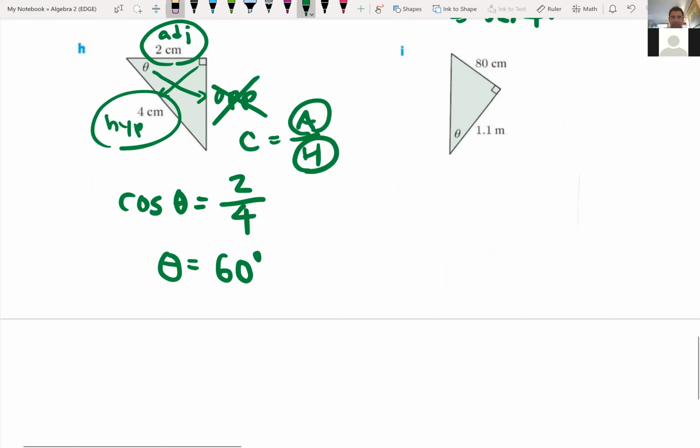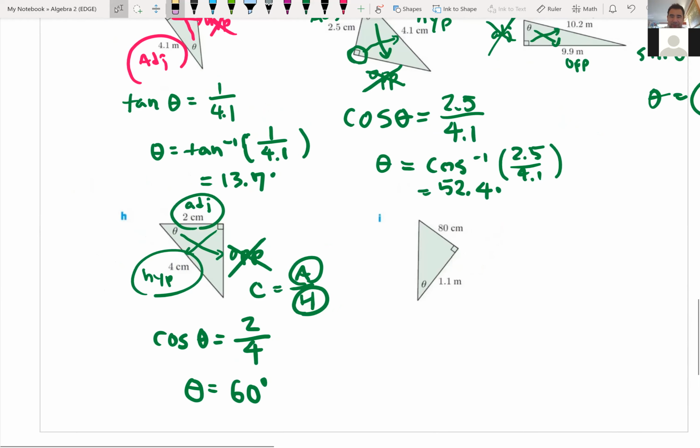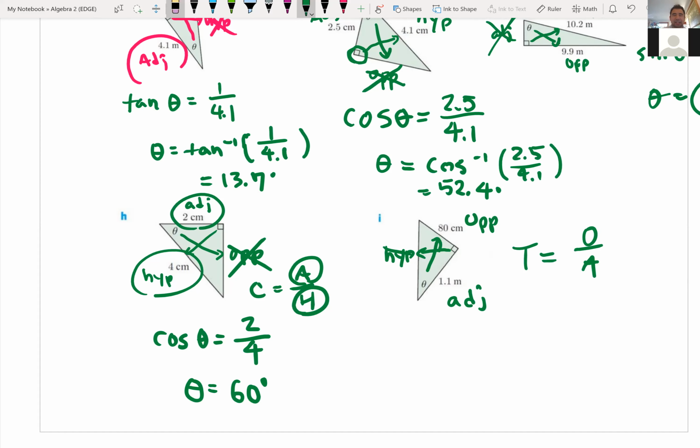The last question, guys. Okay, so let's finish this up. Opposite, hypotenuse, nothing on the hypotenuse, and adjacent. So it's opposite, adjacent. Which one is that? It's TOA, right? It's a tangent problem. Opposite, adjacent. So tangent of theta equals 80 over 1.1, okay?